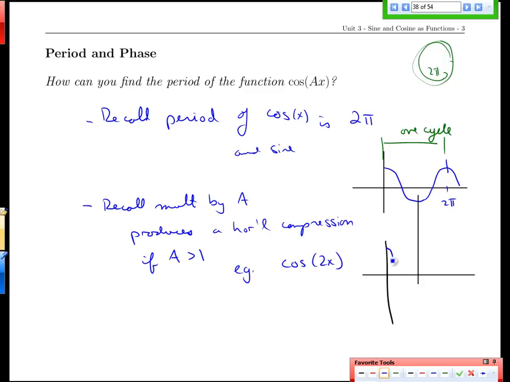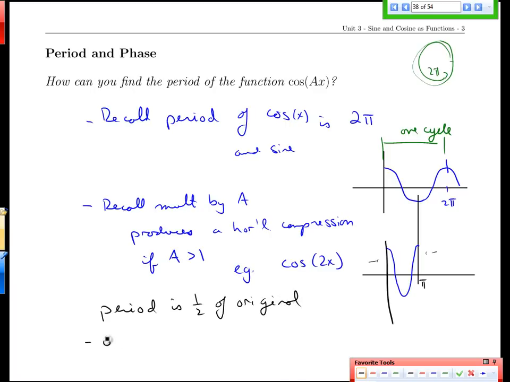The cosine graph, when we plug in x equals pi into this function, would effectively be at 2 pi in the original graph. So things would be compressed horizontally, inwards, by a factor of 2, or things would happen twice as quickly. And so the period is 1/2 of the original.